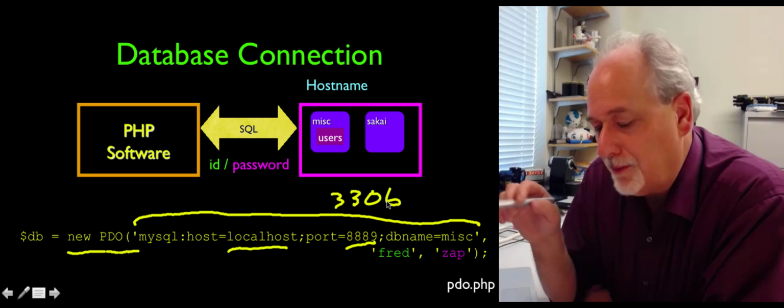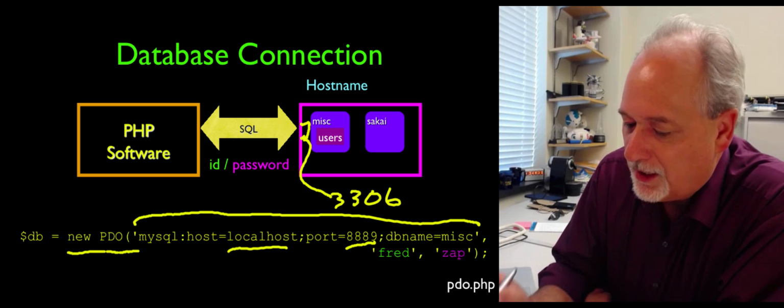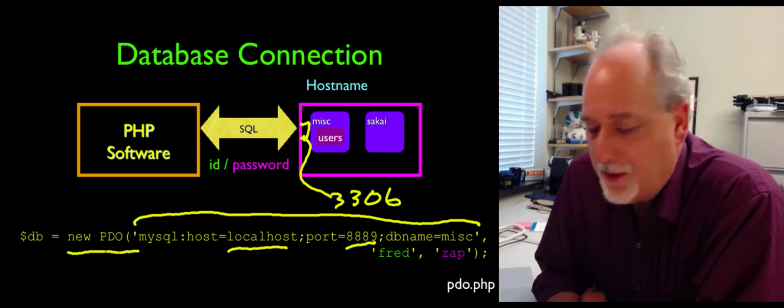I'm using MAMP, and my SQL server is on a different port. This is the port right here. So is that 3306 or is that 8889? Mine happens to be MAMP.